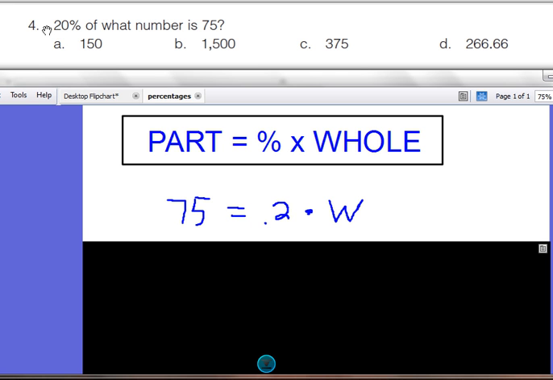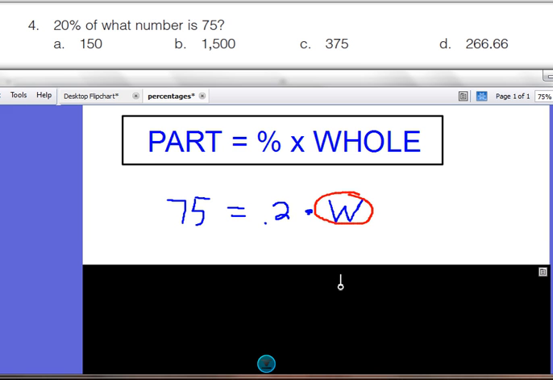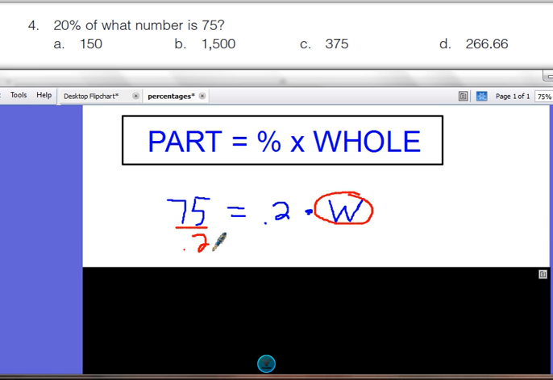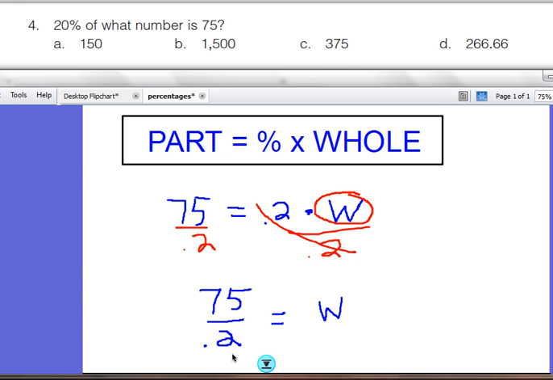Remember, we have to take that percentage, 20%, convert it to a decimal by moving that decimal over 2 to the left. Alright, now in algebra, when you're solving for a variable, you have to get the variable by itself. You're going to do the inverse or opposite operation. Right now, 0.2 is multiplied by W, so the inverse or opposite would be dividing by 0.2. So divide both sides by 0.2. These will cancel. You'll get W is equal to 75 divided by 0.2.